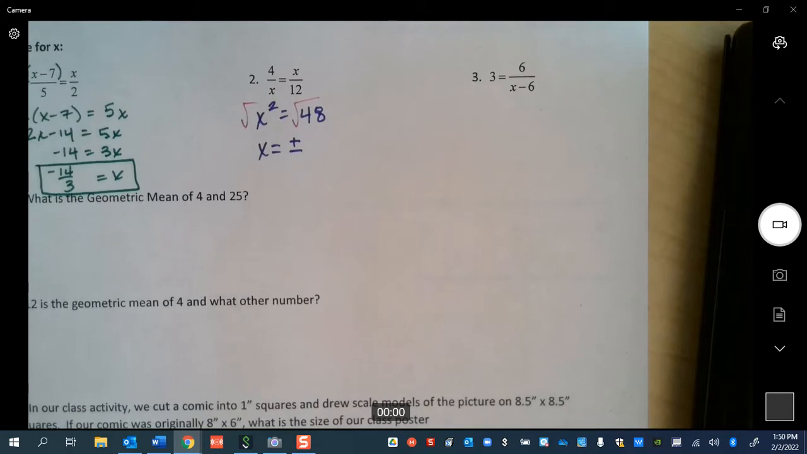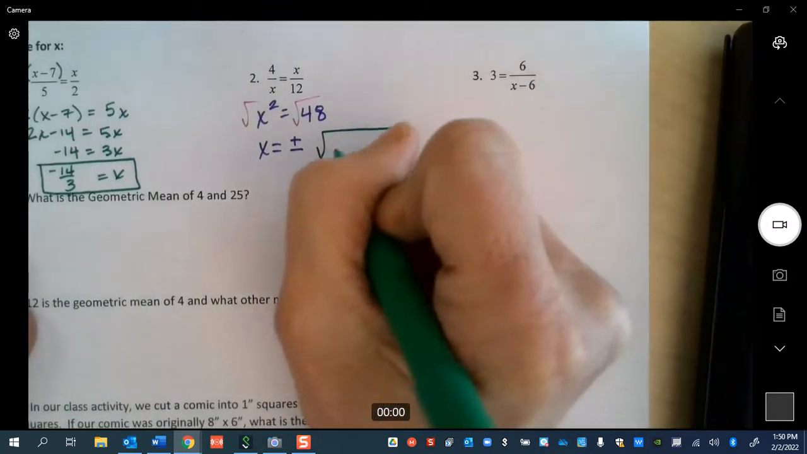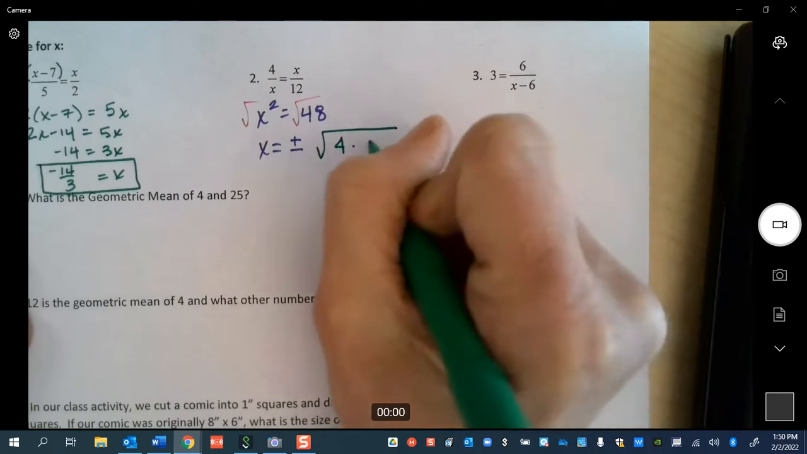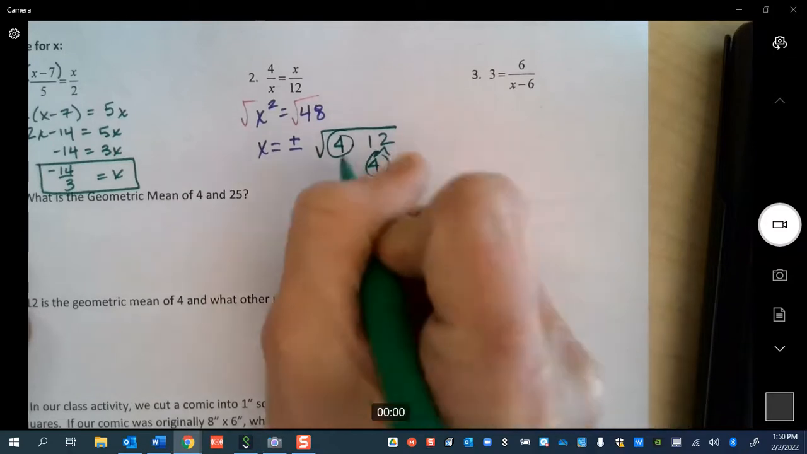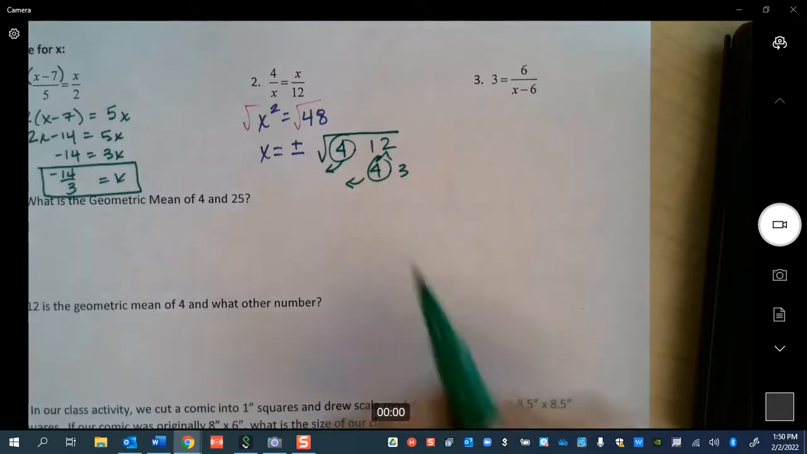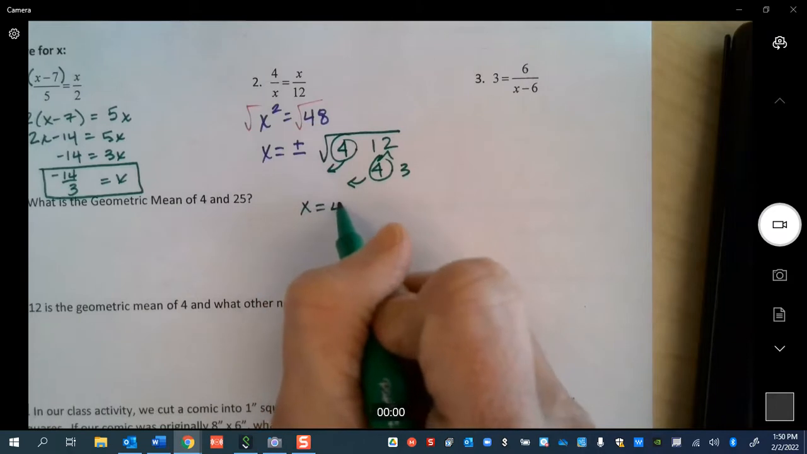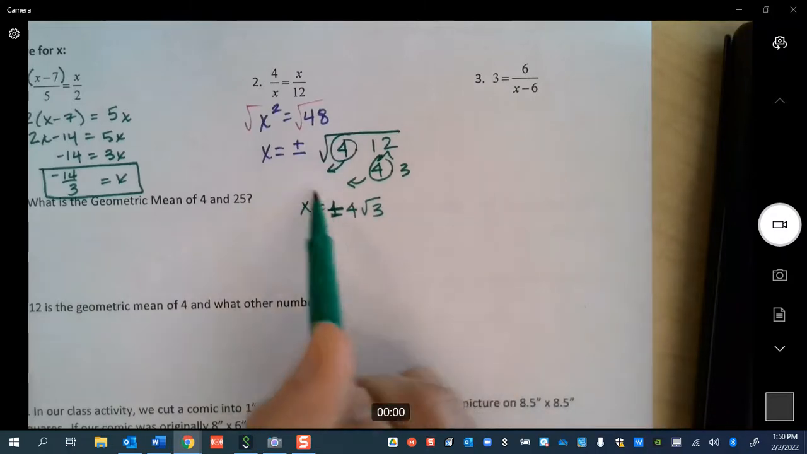When I go to simplify my radical, I want to go ahead and break it down into values that I know are perfect squares. If I kept it with 4 times 12, I know that 12 breaks down into 4 times 3. These double factors can come out of the radical sign. I'm looking for perfect squares. I'm looking for radicals that I can simplify. I'm looking for double factors so that my x would be equal to plus or minus 4 times the square root of 3.